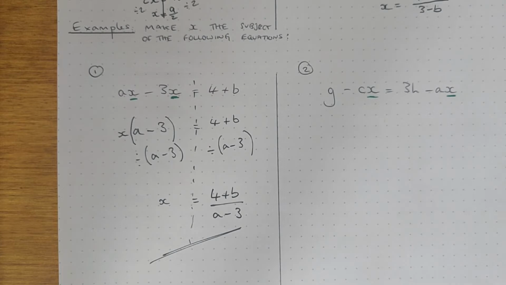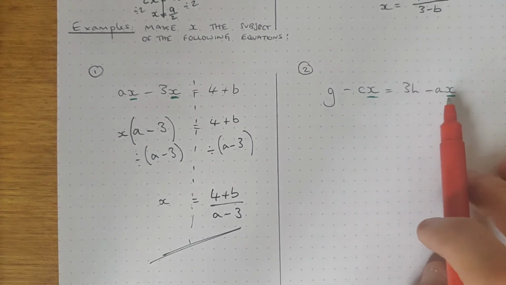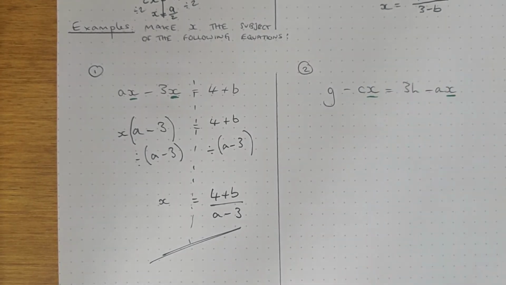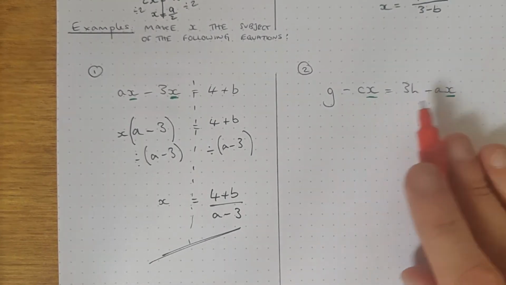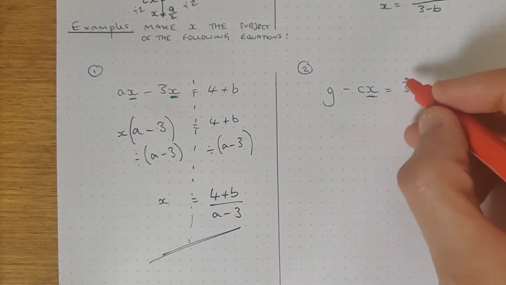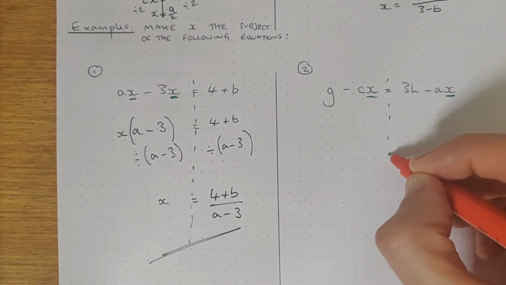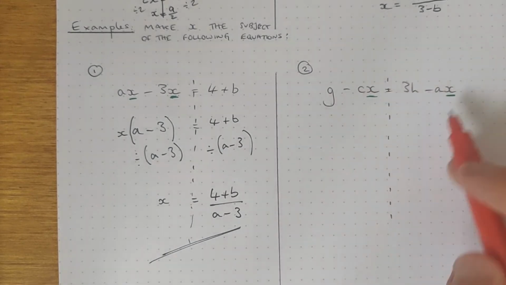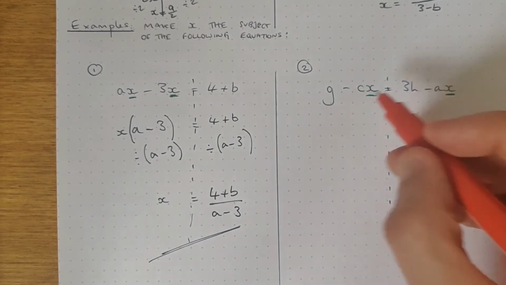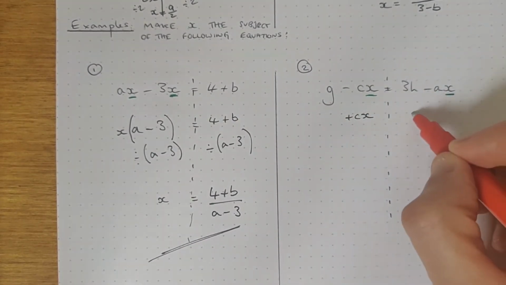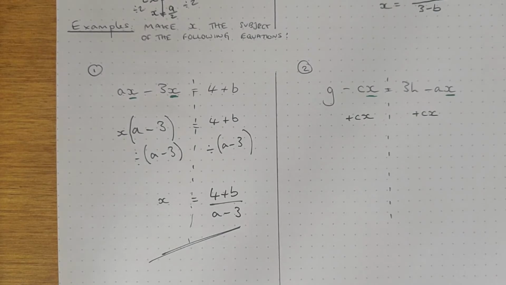So what I first want to do is make sure that I'm getting all of my x terms, so c, negative cx and negative ax, all on the same side. To collect these terms on the same side, I'm going to move one of them to the other side. It doesn't matter which one I move, but let's pick the cx. If you can, it's always best to try and get as many positive values as possible. Because these are both negative, when I add them, it won't make a difference. So I can add cx to both sides.